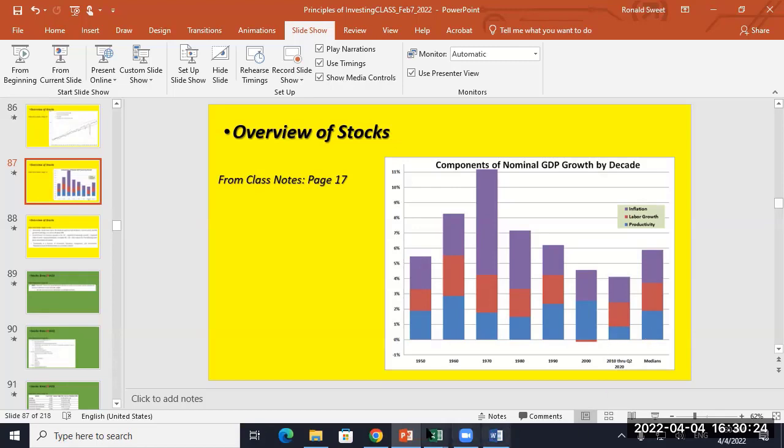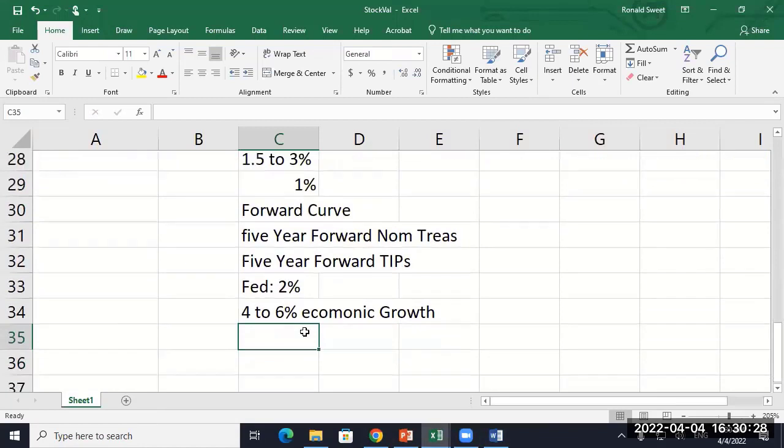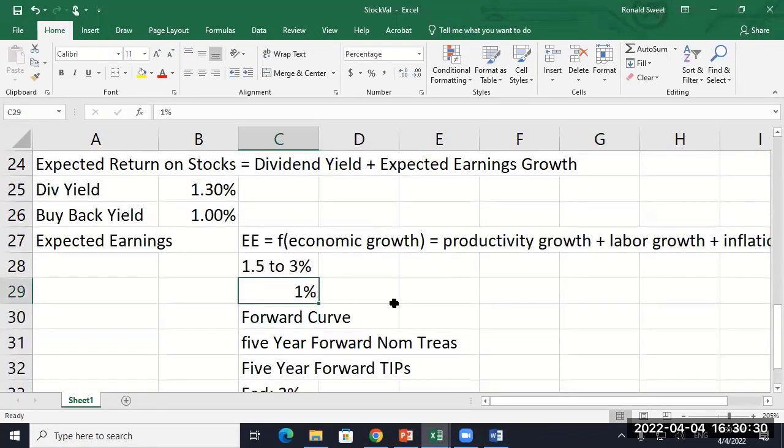I don't see how you can possibly get up to 7%. Because where are the people going to come from to work all these jobs? And productivity, even to get to 6%, you're almost going to have 3% productivity. And we just have not been able to produce that. So I think our economy can grow 4 to 6%.